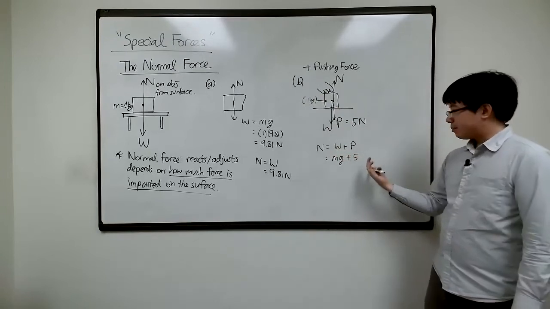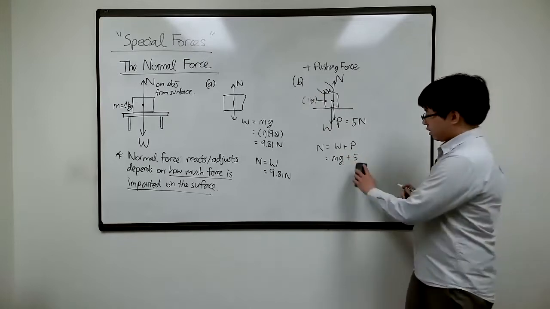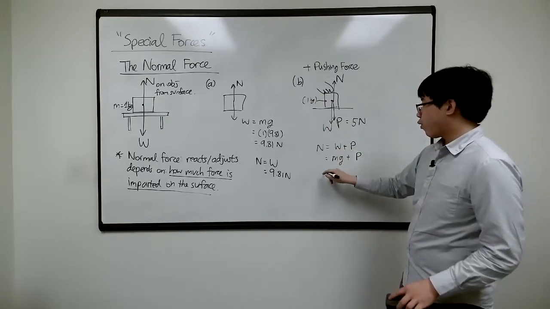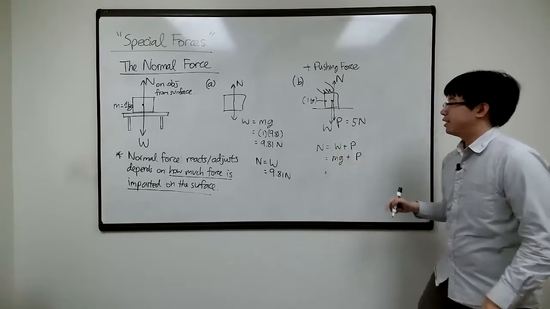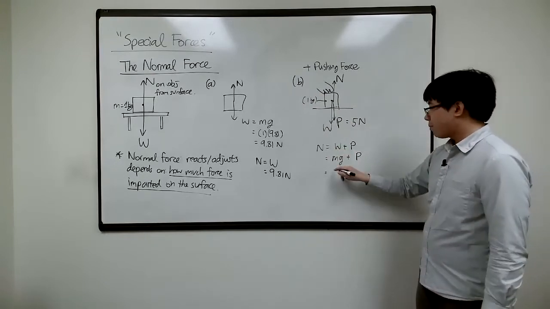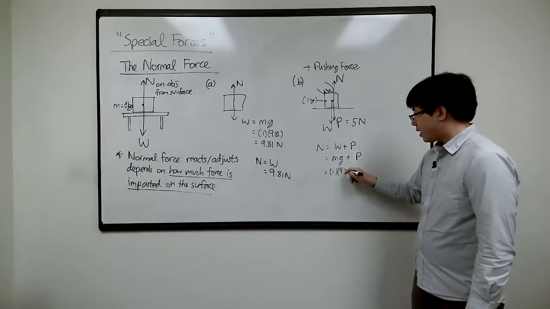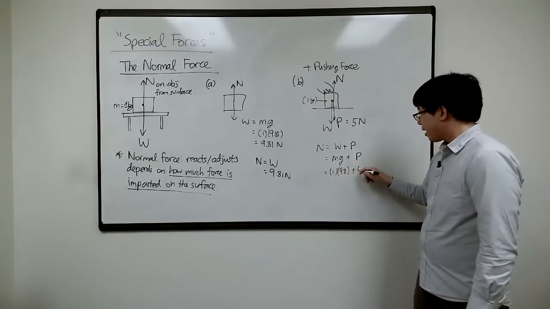And like I said in my tip, let's not plug that in yet. Here I'm just using the formula. Let's do one thing per step, right? This step I'm just writing the formula, and now let's plug in the numbers. So this is 1, this is 9.8, I'll keep it simple, and 5.